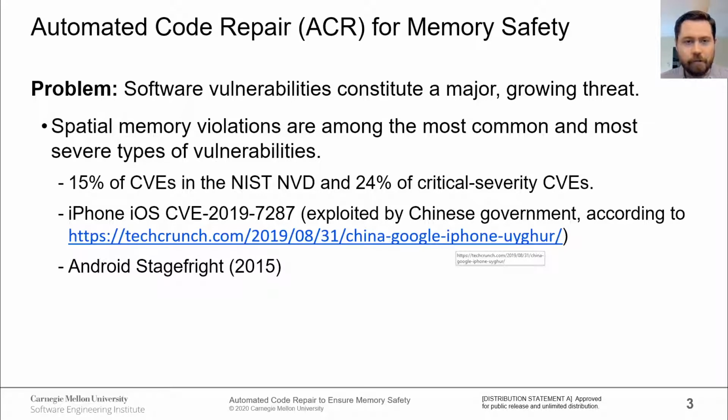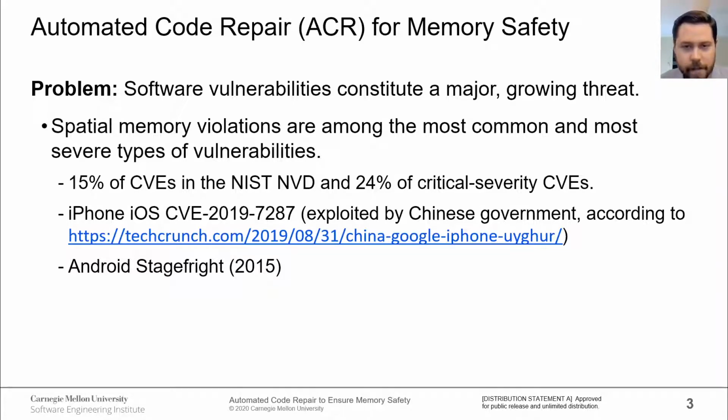The problem that this project addresses is that software vulnerabilities constitute a major growing threat. Spatial memory violations, such as buffer overflows, are among the most common and most severe types of vulnerabilities. In recent years, memory violations have constituted 15% of vulnerabilities in the NIST National Vulnerability Database and 24% of critical severity vulnerabilities.